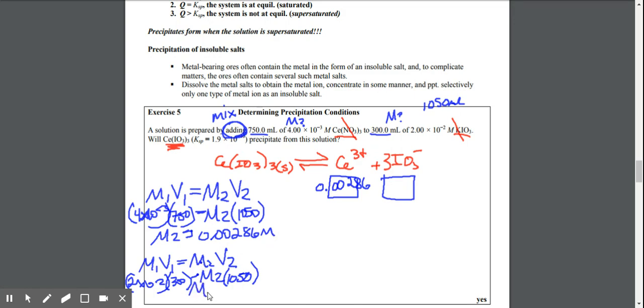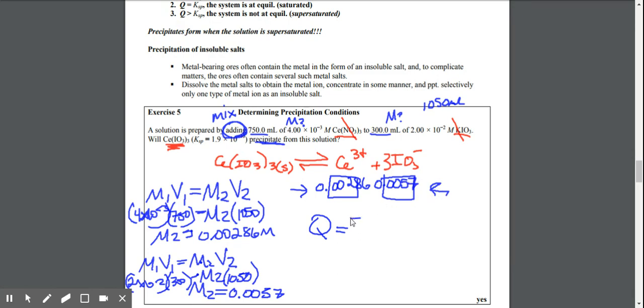So if I solve for M2 for the IO3 minus, I end up getting 0.0057. So that's the value for this concentration, which I'm going to plug into here. Now the whole point of this question is asking, will a precipitate form or not? So if I'm trying to figure out if a precipitate will form or not, I'm going to solve for Q. And remember, Q uses those initial values, so that's what I'm finding right here.